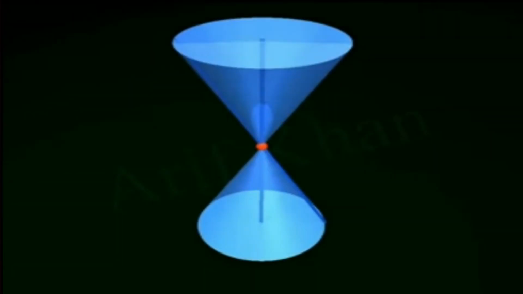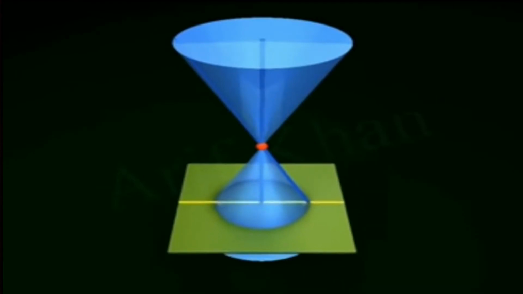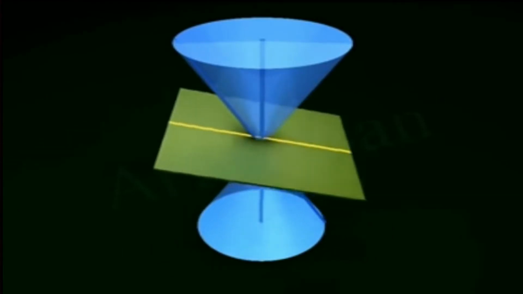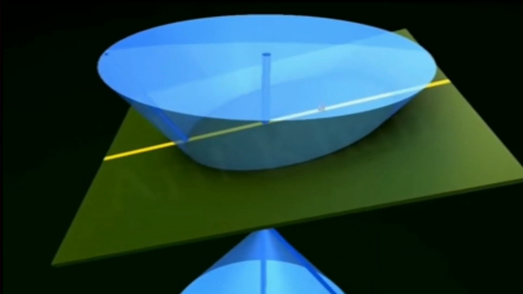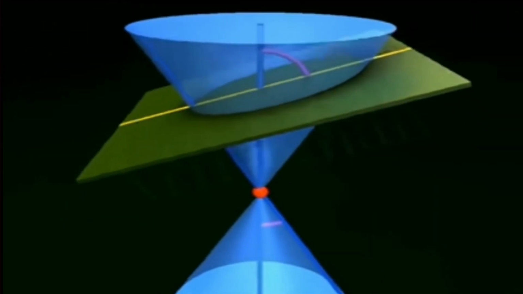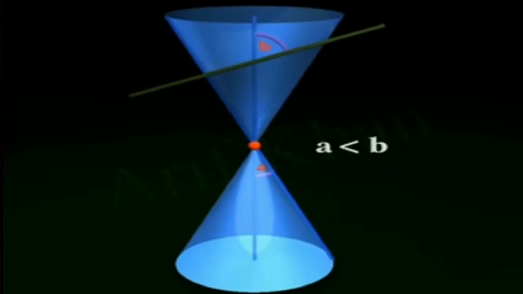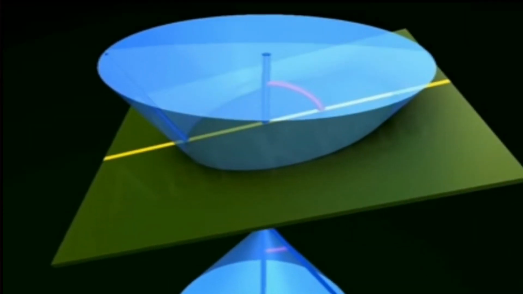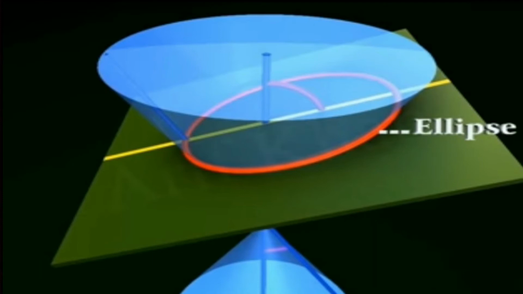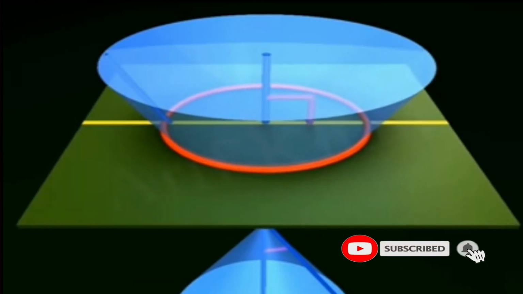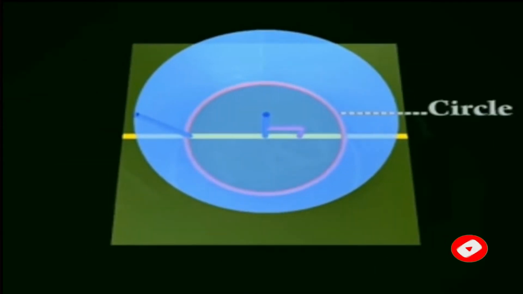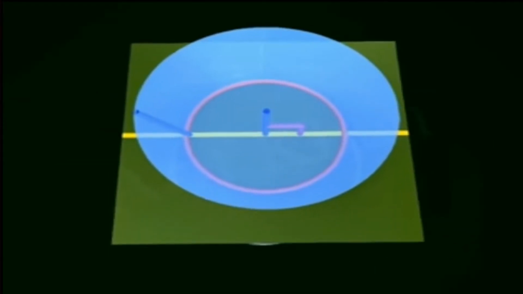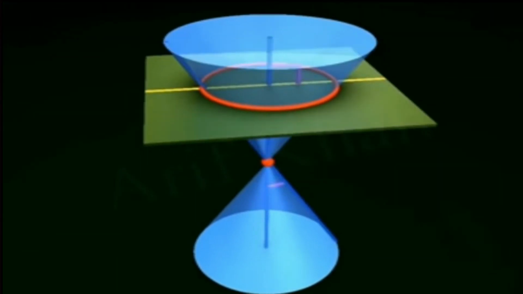Ellipse. When the plane intersects the double right circular cone in such a way that the angle between the plane and the axis is greater than the vertex angle, A less than B, we get a closed curve known as an ellipse. When the plane is perpendicular to the axis, the ellipse becomes a circle. Thus, a circle is a special type of ellipse.